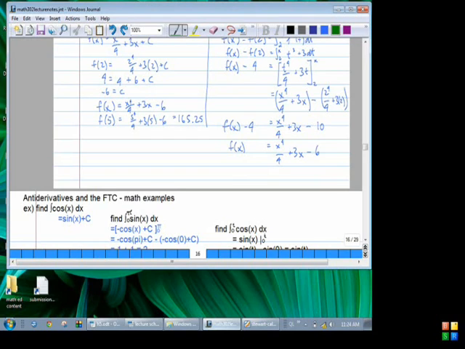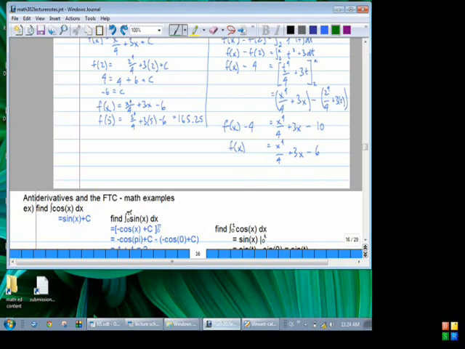And so what do you get? Cos pi is negative 1, so it's negative negative 1, which is 1. And then cosine of 0 is 1, so minus negative 1, which again is plus 1.